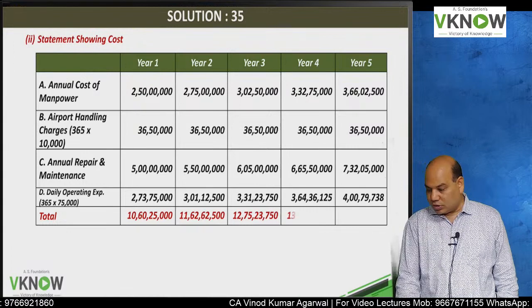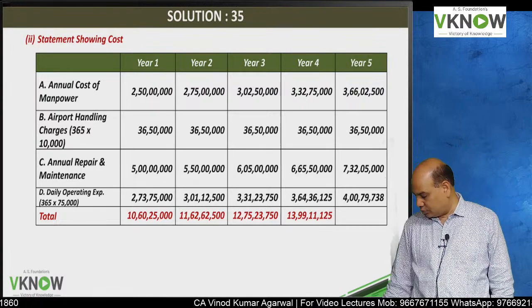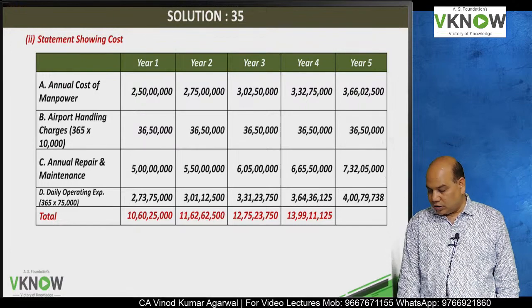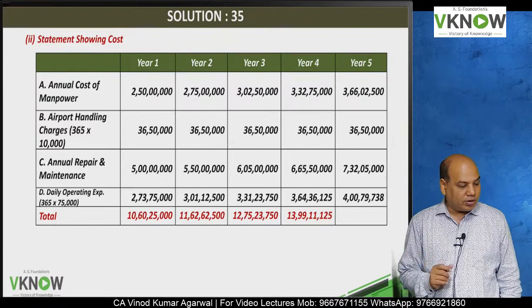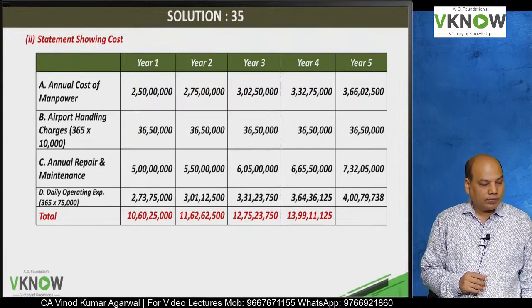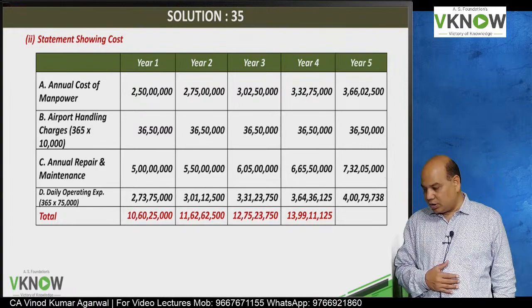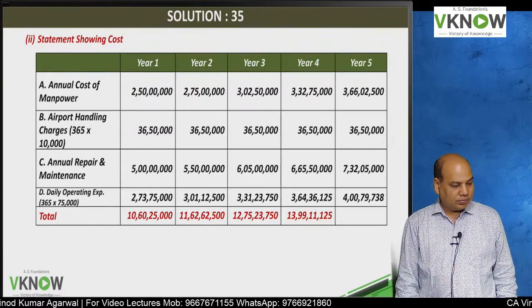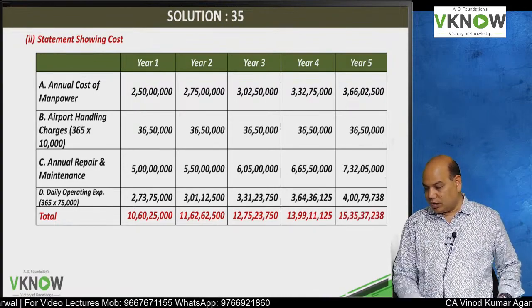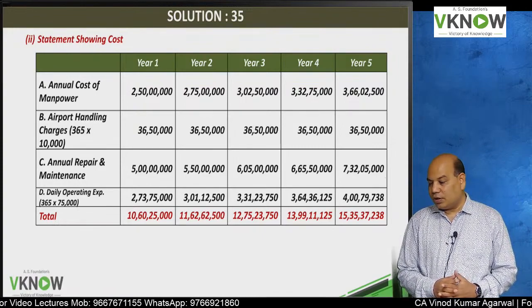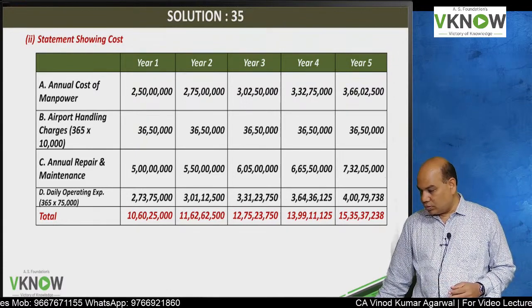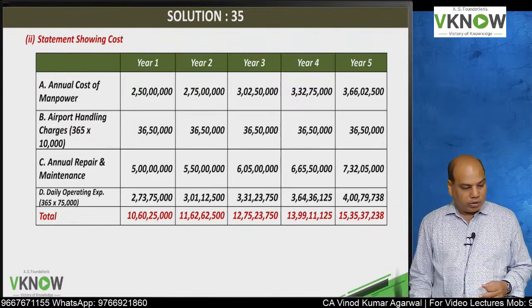Very good. Fourth year: 139911125. Just confirm, is it right? Okay. Fifth year. Check the answer. Confirm, yes or no: 15 crore 35 lakh 37,238. Very good.